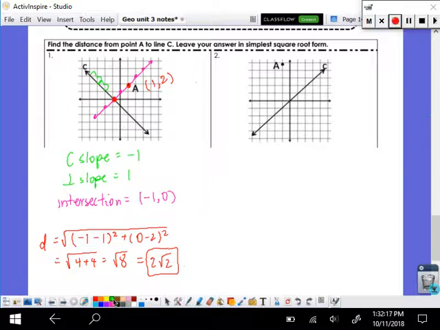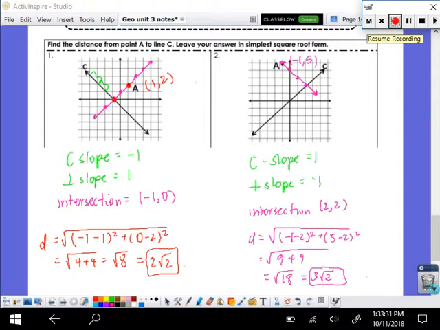All right. Go ahead and try the second one on your own. I will write all the information and you can check your answer. Okay, so you should have gotten the square root of 18, which reduces to 3 square root of 2.